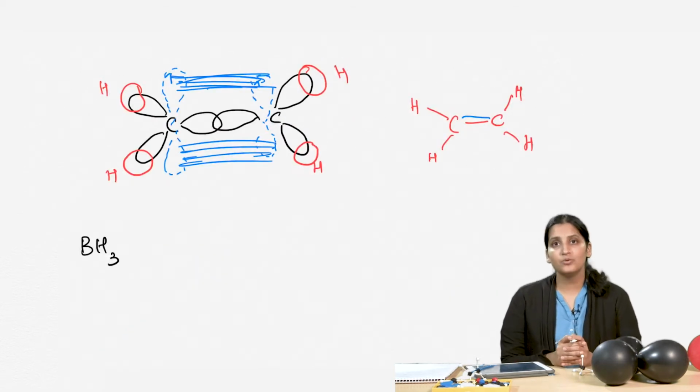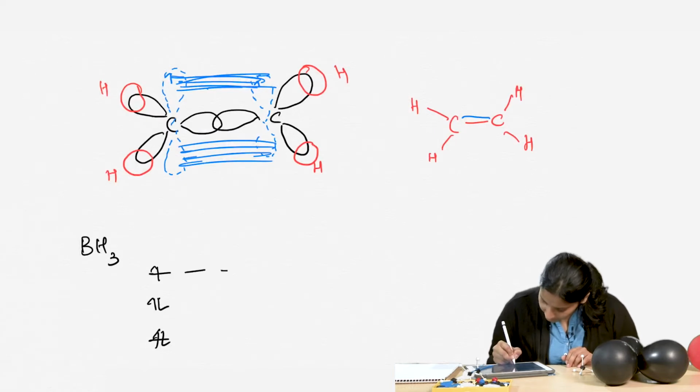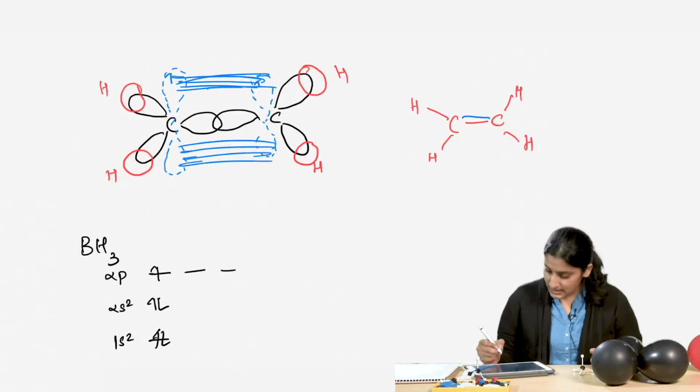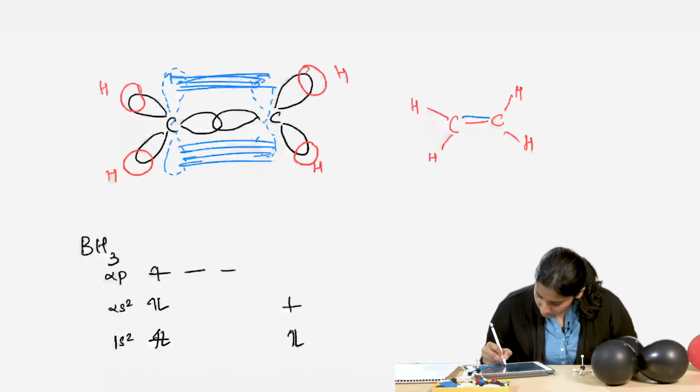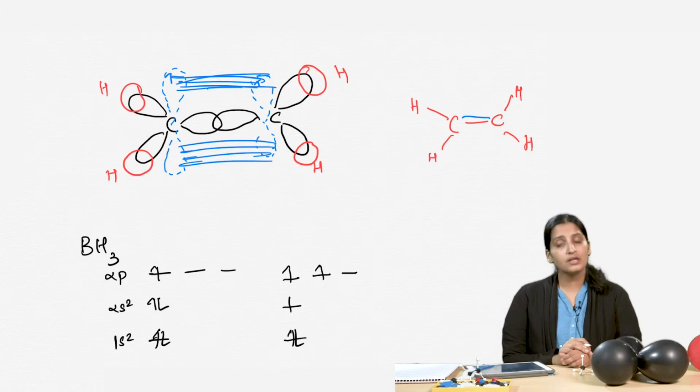Another example that I want to go over for sp2 hybridization is that of BH3. So, in the case of BH3, remember the central atom is boron and the electronic configuration of boron is 1s2, 2s2 and 2p1. Right. Now, we have to go to the excited state configuration. So, it will be 1s2, 2s1, 2px1, 2py1, right.